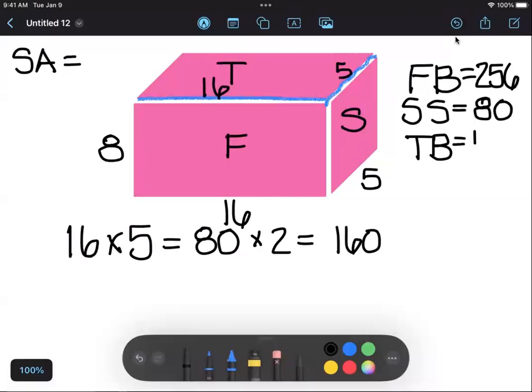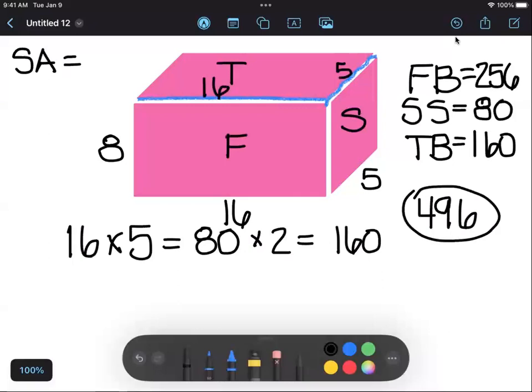So now that we figured out all our different sections, our front, back, our side, and our top, bottom, we're going to add those all together: 256 plus 80 plus 160. When you add those all together, you should end up with 496. Now, because you are talking about area, you would need to label it with whatever units, squared or square units, for this.